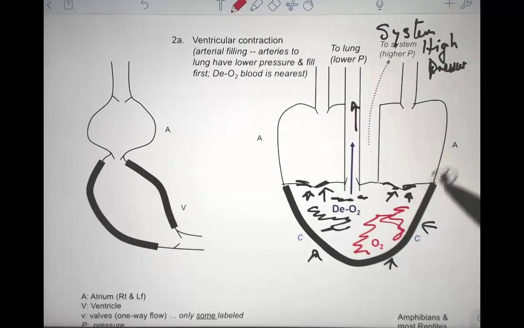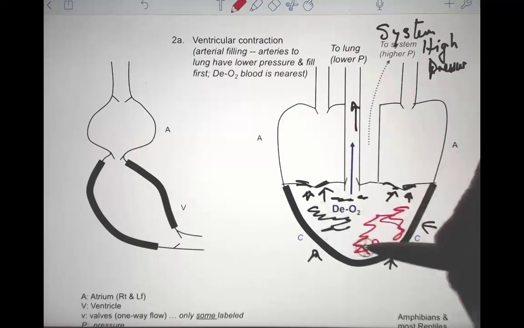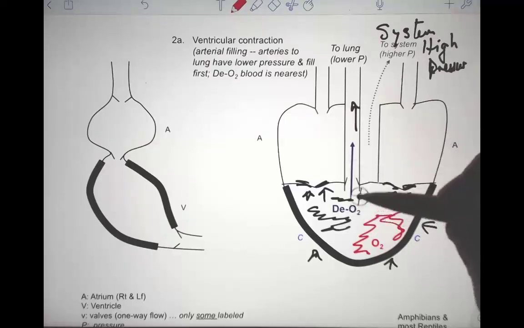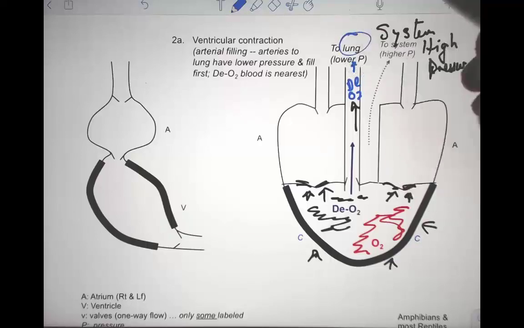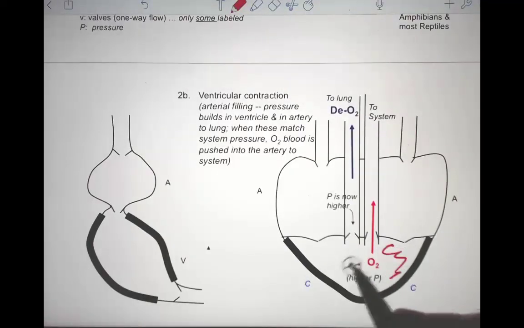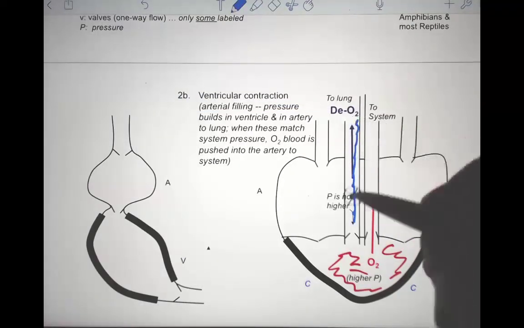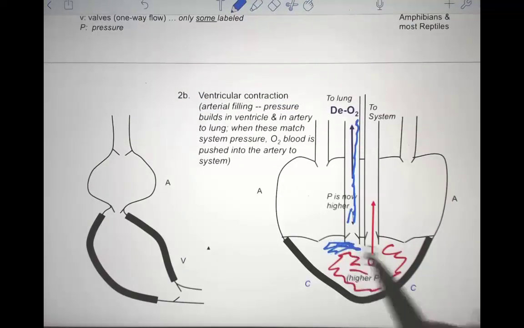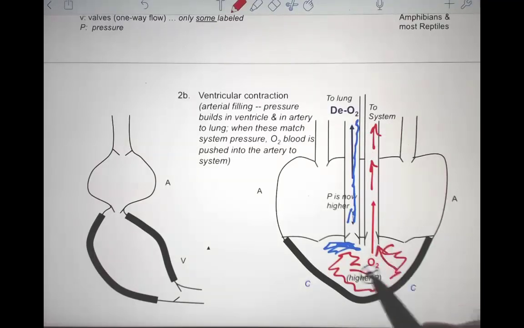And remember I said that this is the area that has deoxygenated blood, and this is the area that has oxygenated blood. So in an amphibian or reptile, even though the ventricle is not divided and the blood could mix, the shape of the heart and the location of the blood forces the deoxygenated blood to the lung. As contraction continues, we've moved most of the deoxygenated blood out, but there's still some left in here. But now the pressure is high enough inside the ventricle that we start moving blood to the system, and it's mostly the oxygenated blood. Again, the shape of the heart and the location moves mostly oxygenated blood to the system.